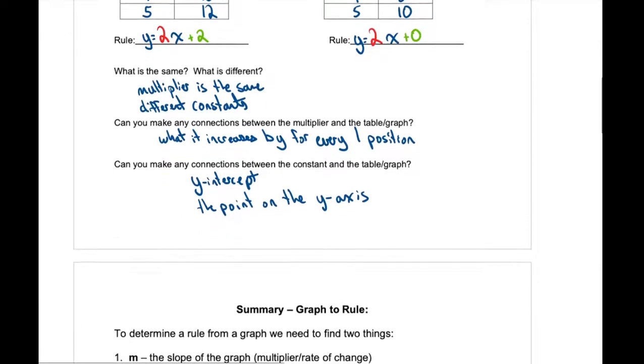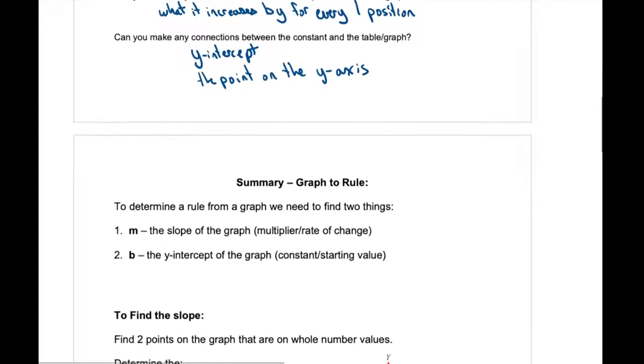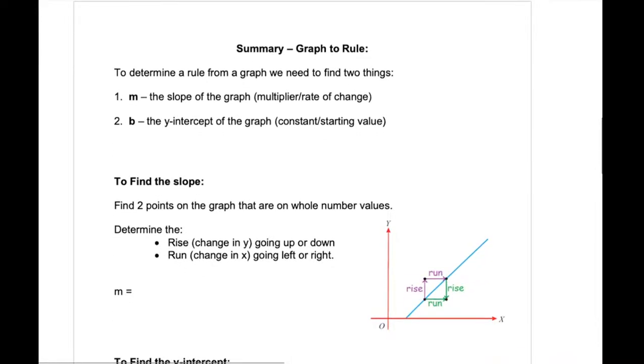Now, as a little bit of a summary, there are some things that we want to keep in mind and just kind of reiterate. To determine the rule or a rule from a graph, we need 2 things. We need the slope of the graph, and we need the y-intercept of the graph. Again, the slope is our m value, the y-intercept is our b value. So to find the slope, we need 2 points on the graph that are on whole number values. So the key thing is 2 points and whole number values.